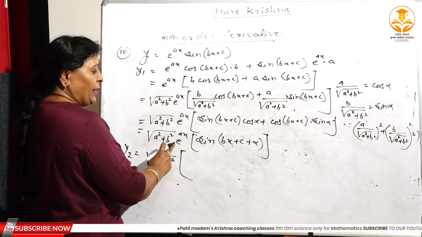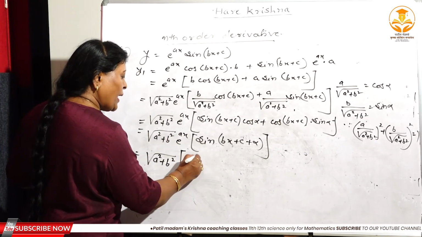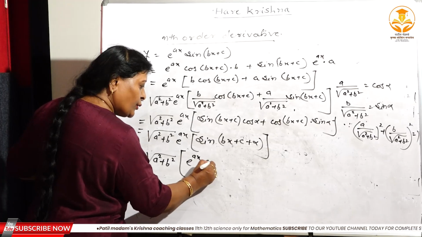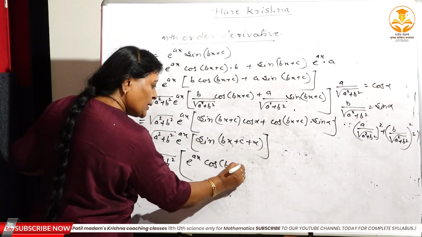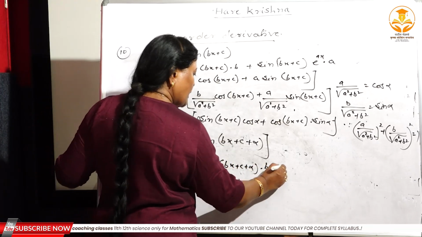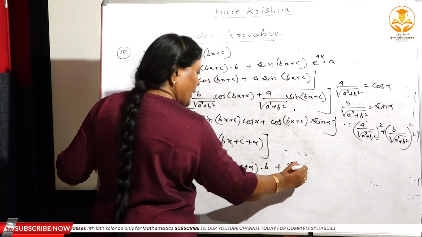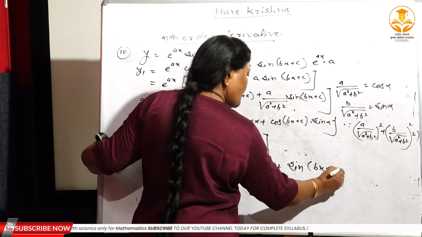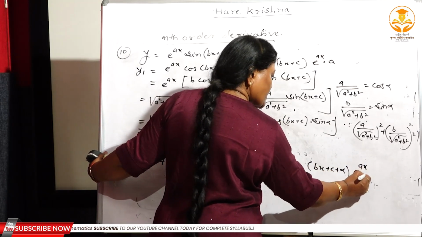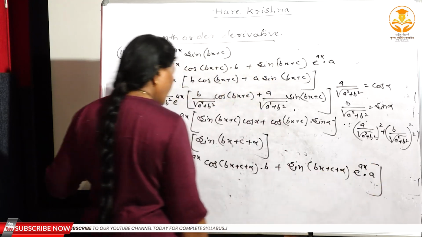Again apply the multiplication rule, e raised to ax remains as it is. The derivative of sin of bx plus c plus alpha is cos of bx plus c plus alpha into the derivative of bx, that is b, isn't it? Again sin of bx plus c plus alpha remains as it is, and the derivative of e raised to ax is e raised to ax into a, isn't it?